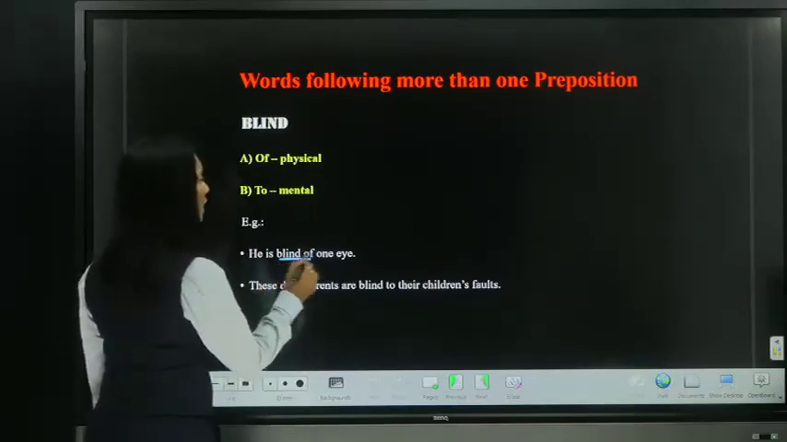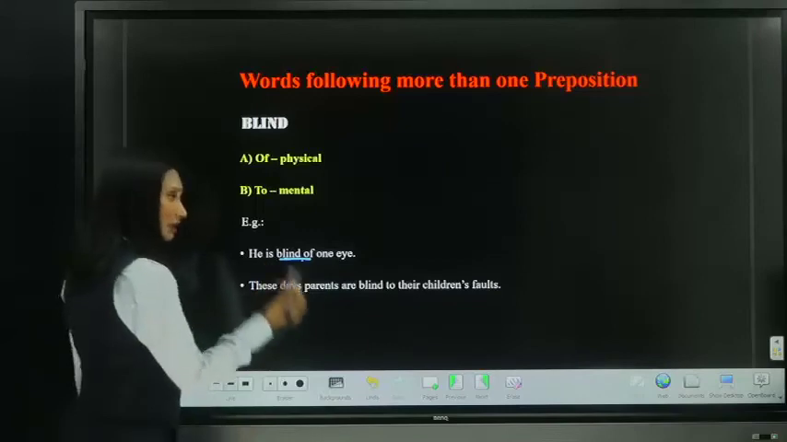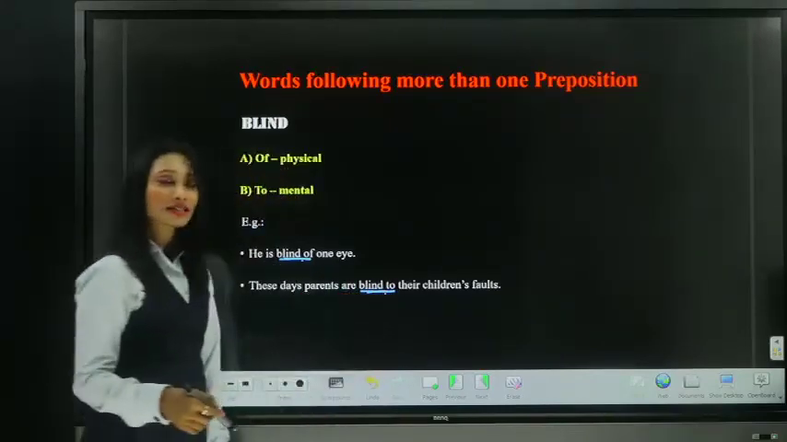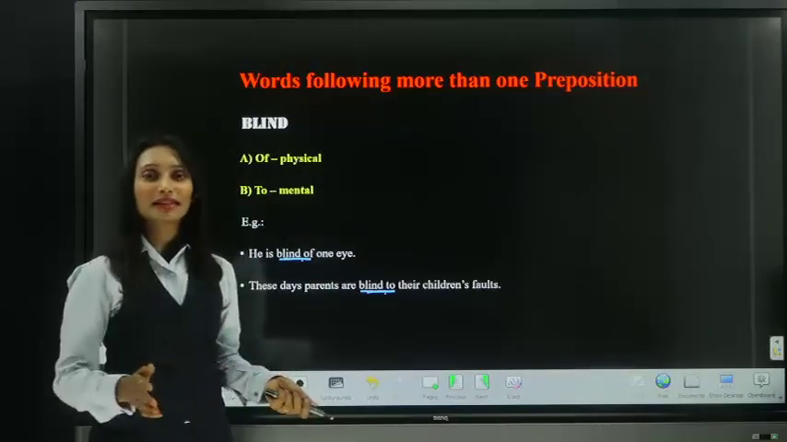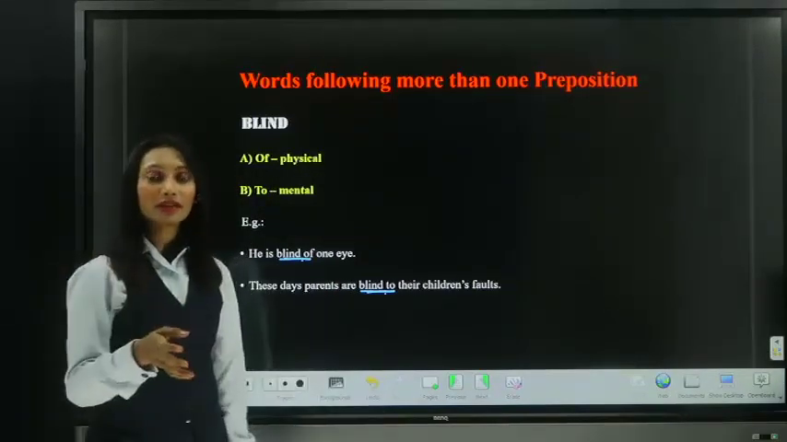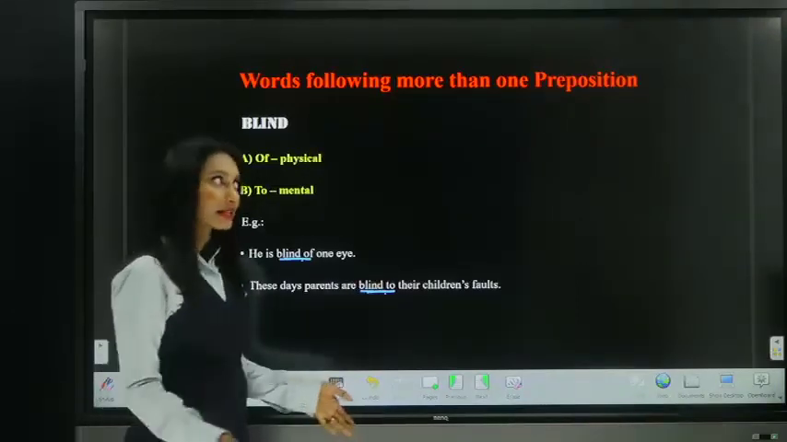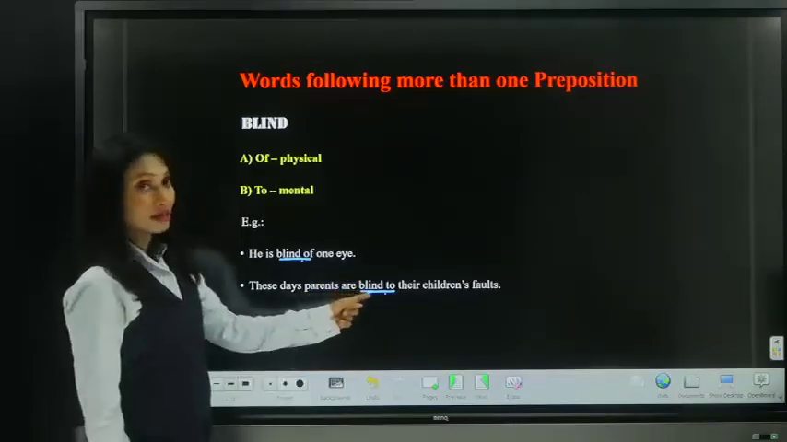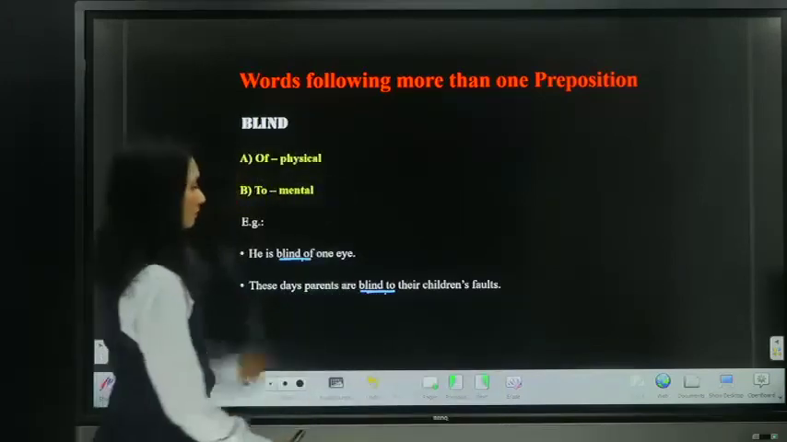He is blind of one eye. That means he has some physical blindness. These days, parents are blind to their children's faults. In our childhood, parents were not like that. They used to beat or scold. But nowadays, even though the children make mistakes, the parents are blind to them, like mental blindness, overlooking things. That is what mental blindness means. Now, moving on to the next one.